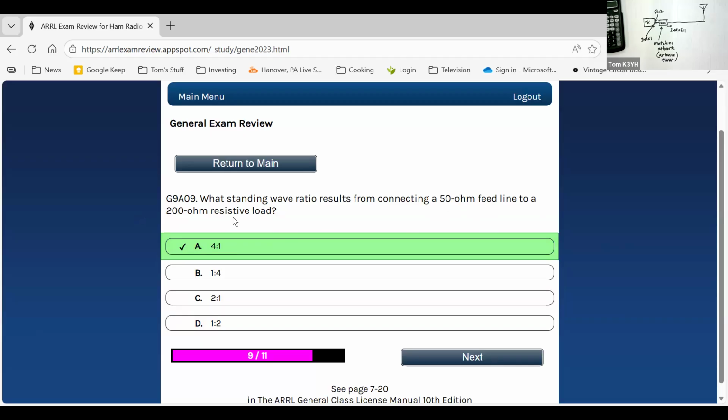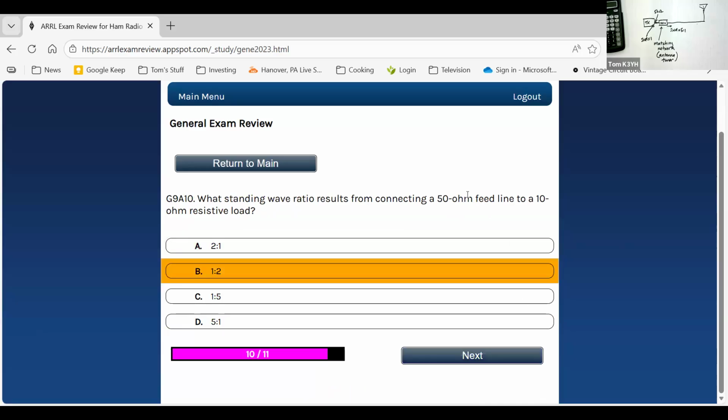You'll have the antenna, in this case, they're showing a resistive load and a characteristic impedance. It's important for these problems that it's a resistive load. When the load starts looking reactive, which means it has capacitance or inductance, then it's a little more complicated, so they don't ask you that. They just give you the resistive load. So in this case, I got a 50 ohm characteristic impedance on the feed line and a 200 ohm load, 4 to 1.